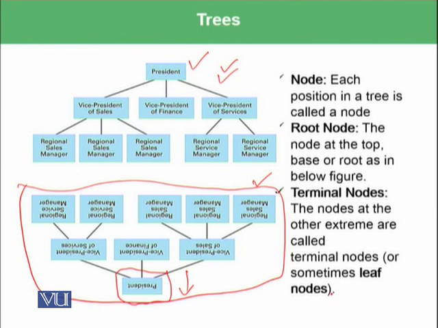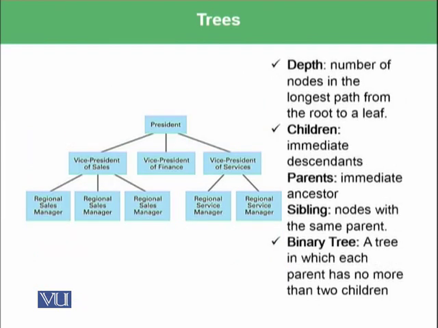And then there are terminal nodes. The nodes at the other extreme are called terminal nodes, or sometimes called leaf nodes. So for example, in this tree, these are the leaf nodes which I have ticked. Then there is another concept known as depth. The number of nodes in the longest path from the root to a leaf is called the depth. So for example, you can also say the number of layers available in the tree is the depth. So 1, 2, 3.